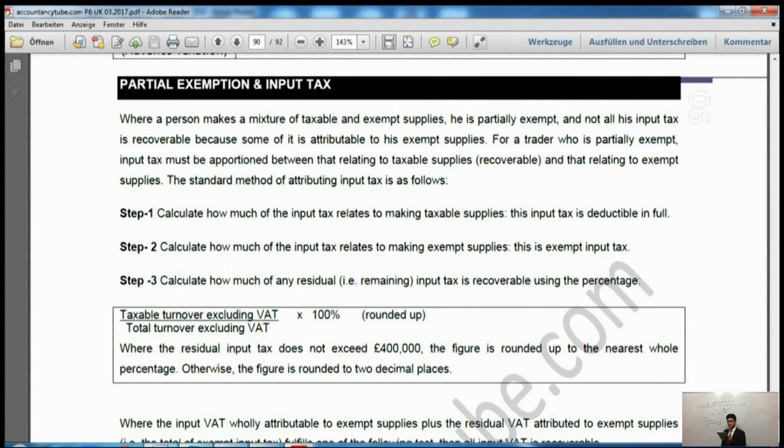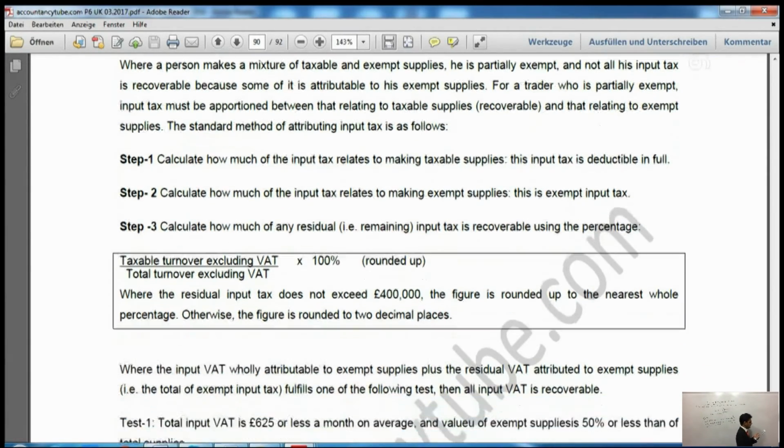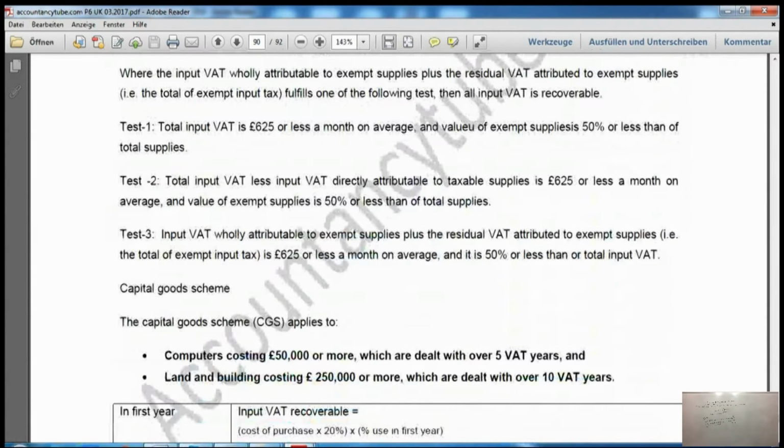So what are the tests? The first test says total input VAT is £625 or less a month on average, and the value of exempt supplies is 50% or less of the total supplies. In test 2, it says total input VAT less input VAT directly attributable to taxable supplies is £625 or less a month on average, and the value of exempt supplies is 50% or less of total supplies.